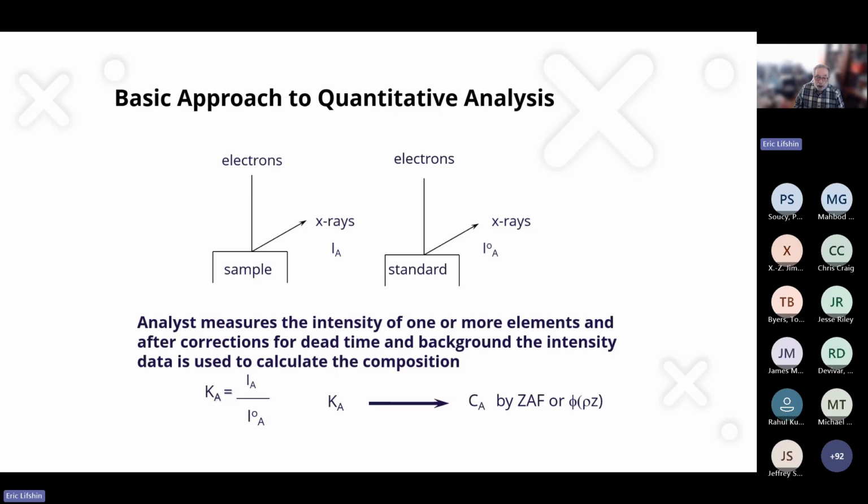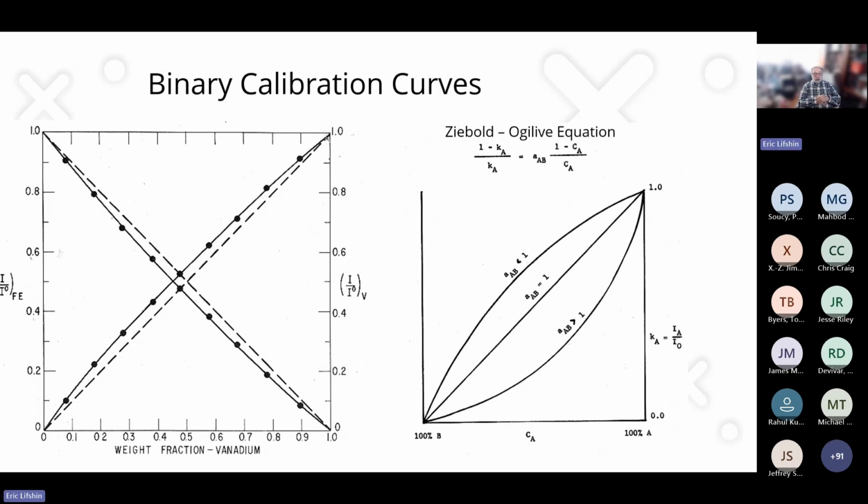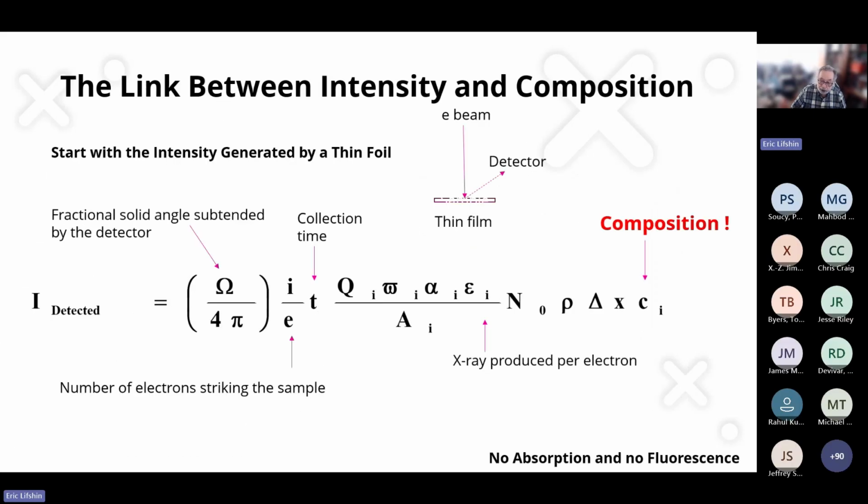Quantitative analysis: you need a sample and a standard. You make a ratio of sample to standard, and then you convert from this K ratio to composition. For a binary system, this is easy to visualize. People used to actually make up the standards and make calibration curves of K ratio versus composition. Tom Zebold, one of Rob Ogilvie's students, years ago came up with a relatively simple equation between the K ratio and the C, but you needed to determine what this A parameter was. And you could do that with just a single analysis.